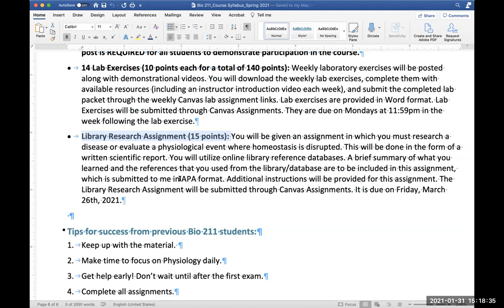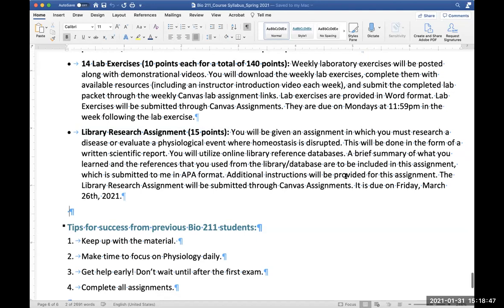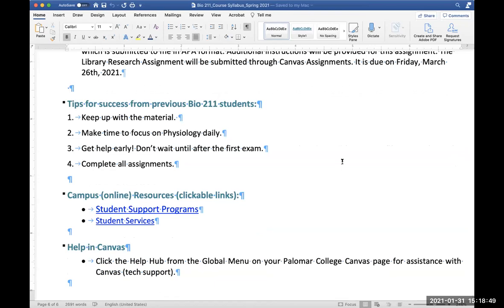So you'll be utilizing the APA format for this assignment. And I'll give you plenty of resources and examples that you can utilize. Just be sure to follow those instructions. So some tips for success from previous students that were in your shoes, including those that have been in the online environment, basically to stay on top of your schedule and to reach out.